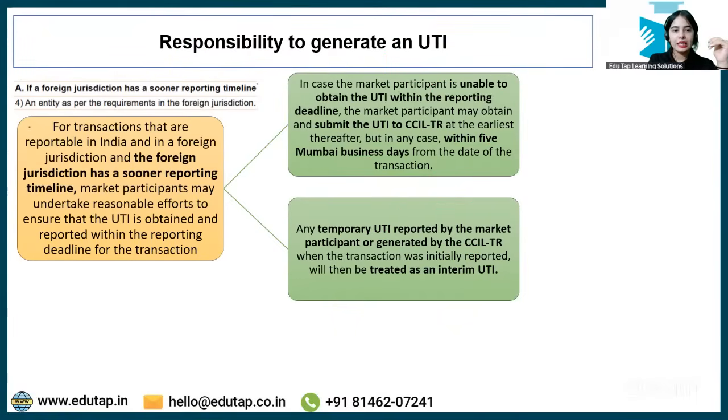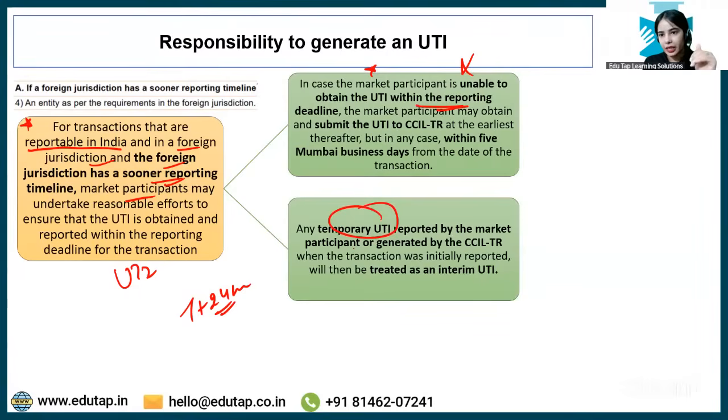So for transactions that are reportable in India and in a foreign jurisdiction, where the foreign jurisdiction has a sooner reporting timeline and they have generated the UTI, the market participant has to take this UTI as soon as possible, within the reporting timeline of, let's say, 24 hours. But in case the market participant is unable to obtain the UTI within the reporting deadline, an interim UTI will be created to report the transaction, and within 5 Mumbai business days, the actual UTI has to be taken and reported.